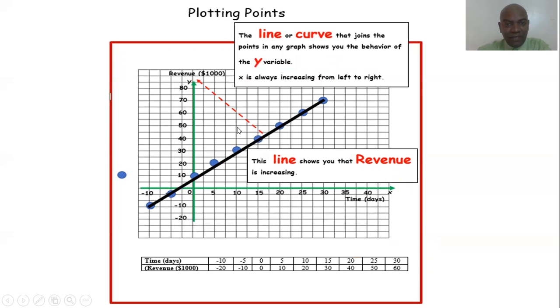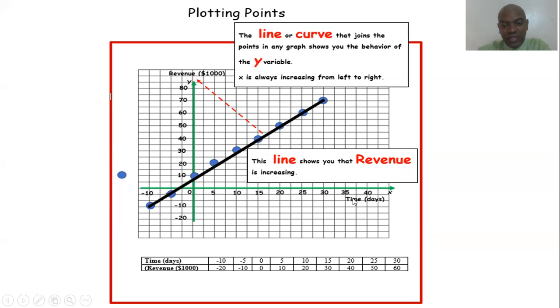And anytime you see a graph, the line or curve that joins the points in any graph shows you the behavior of the Y variable. X is always increasing from left to right. So the X axis is always increasing from left to right. But then the line that you see shows you what happened to the Y variable. Always bear that in mind.